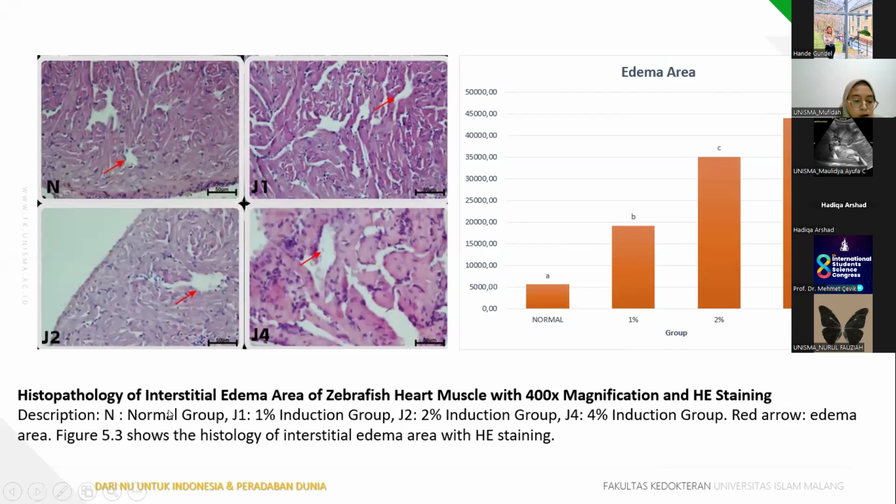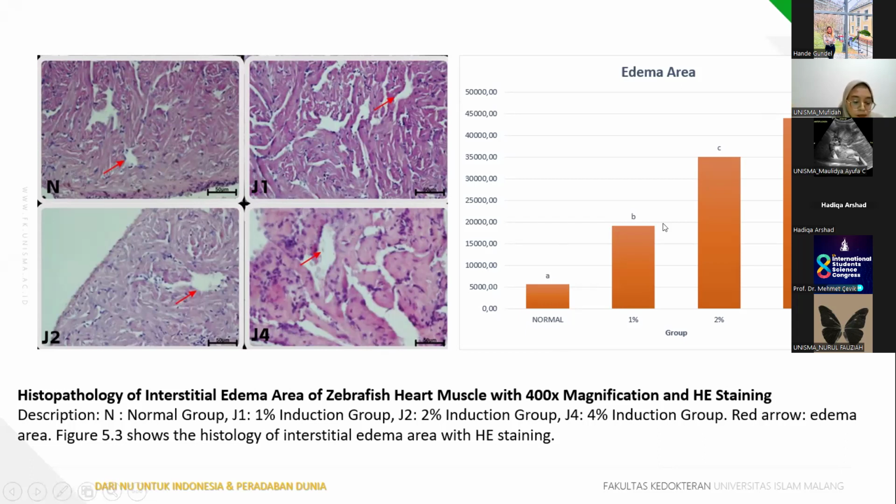Next, histopathology of the interstitial edema area of zebrafish heart muscle with 400 times magnification and HE staining. In the histopathology image, there was a significant increase in the area of interstitial edema in the 4% induction group when compared to the normal group or the 1% and 2% induction groups. In the description and normal group, J1 is the 1% induction group, J2 is the 2% induction group, J4 is the 4% induction group. In the picture, the red arrow is the edema area.